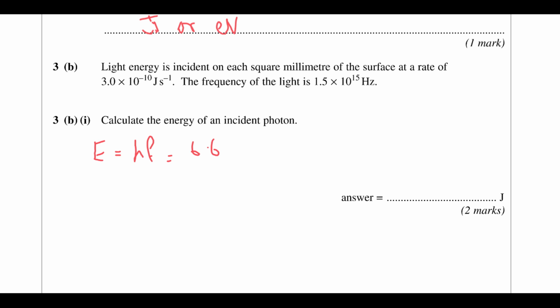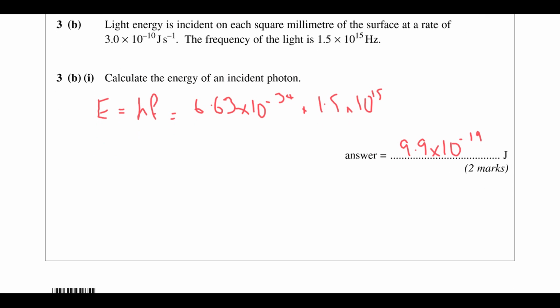So we know the frequency, we know Planck's constant, so this is fairly straightforward. And that would give us an answer of 9.9 times 10 to the minus 19 joules there. Fairly straightforward. We've got the frequency. Okay, so let's move on to the next part.